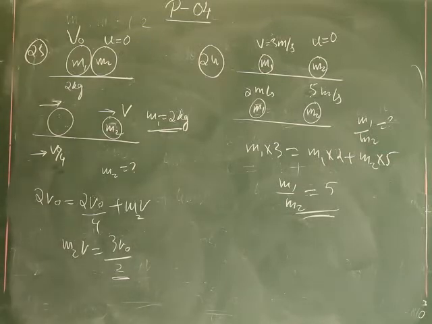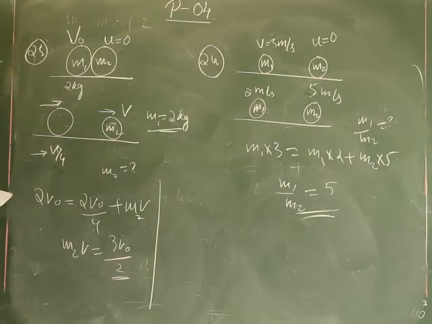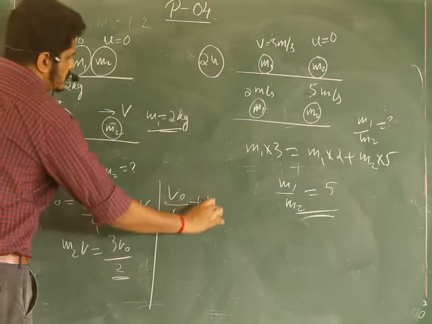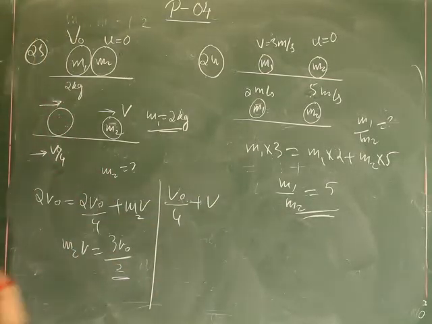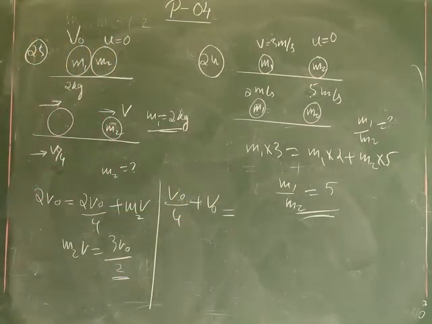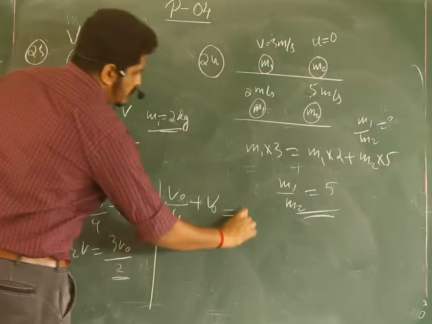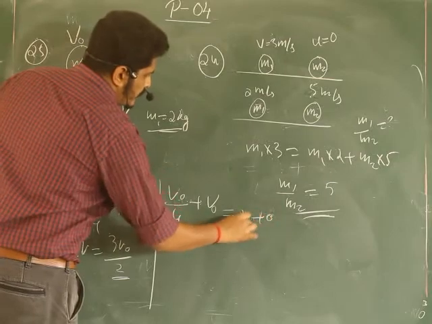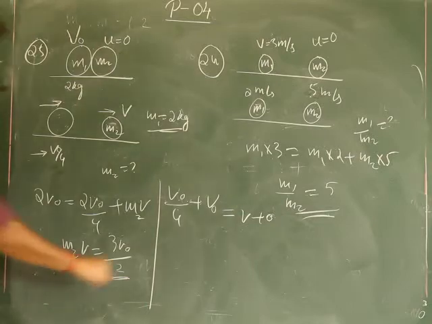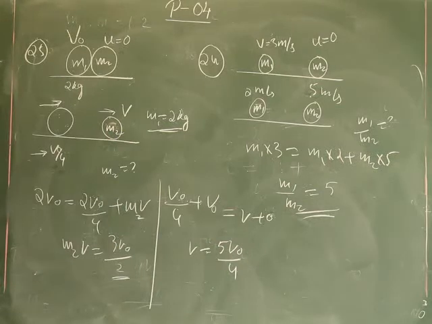How to find that? After the collision they start moving, right? With what velocity will they start moving? That means v0 by 4 plus v0. I am just adding, that means initially what is the total velocity the body has possessed? This one plus v plus 0, correct? Final plus initial, final plus initial, like that I got. So v is equal to 5v0 by 4 we will get.